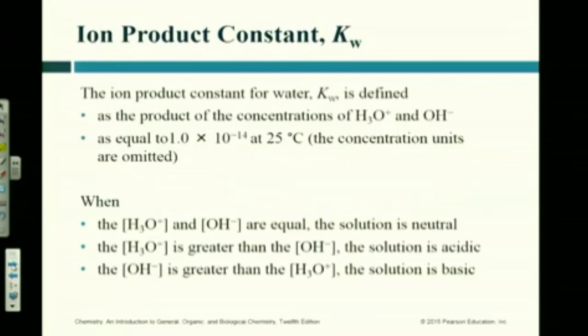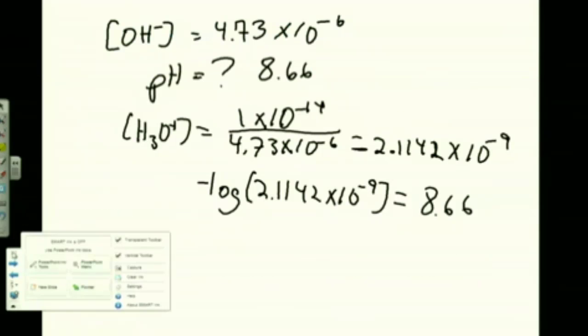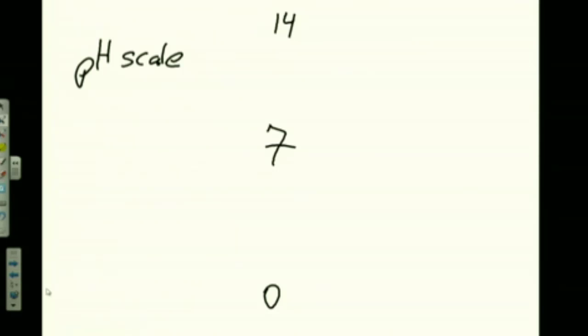All right, so let's talk about what pH really means. There's the pH scale, right? The level of acidity. Yeah, it's what most people would call the level of acidity. It goes from 0 to 14 with 7 in the middle. 7 is what we call neutral.